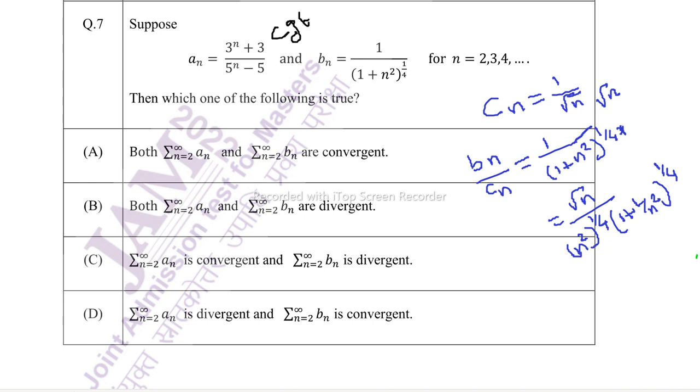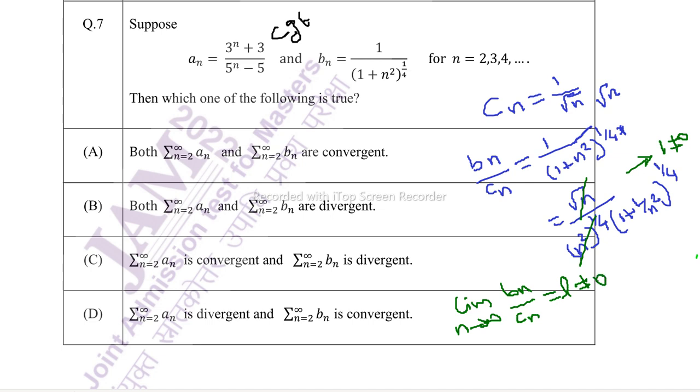So this is nothing but n power 1 by 2. This root n and root n cancel. As n goes to infinity, this goes to 1. Anyway, it's a non-zero number. So therefore we get that the limit as n goes to infinity of the quotient bn by cn is some l, and this l is some non-zero number.